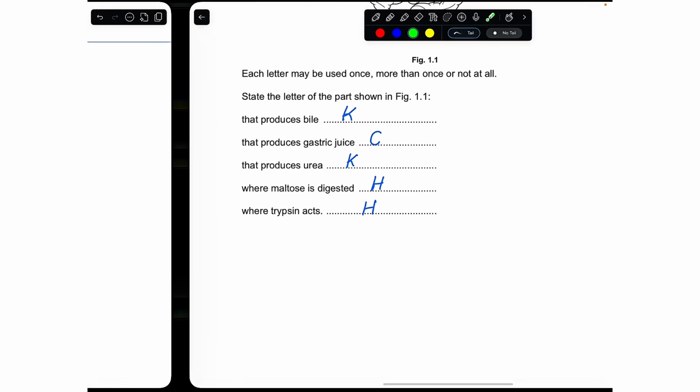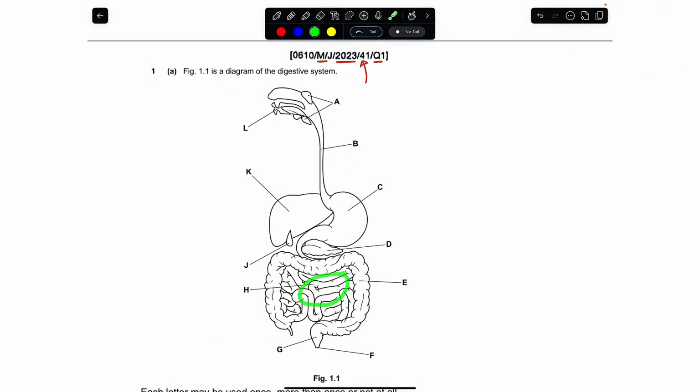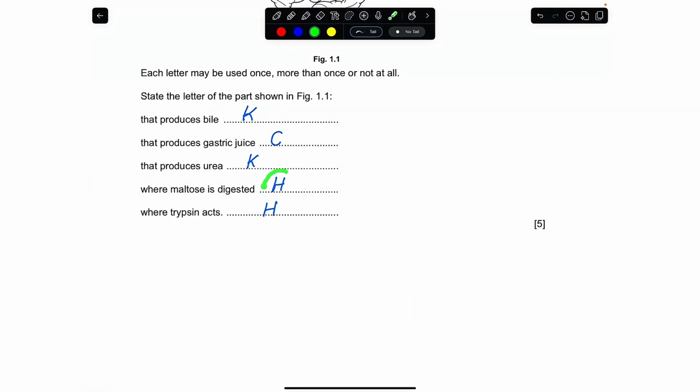So the maltose would be digested within the small intestine, where the enzyme would act on the maltose disaccharide and convert it into two molecules of glucose. So we are writing letter H here. And they ask where the trypsin acts.